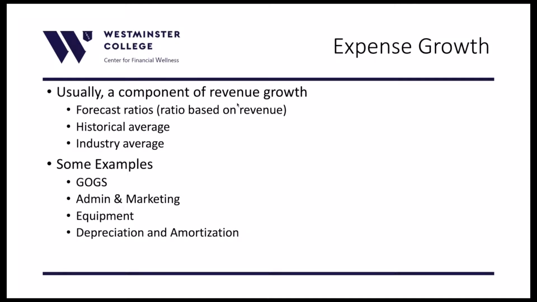So expense growth, so it's usually tied to revenue growth. So this is going to be in the form of a forecast ratio. It could also be a historical average. So like you have a historical average for cost of goods sold or some salary expenses. They could also be industry, just like revenue. Some examples of this are cost of goods, admin, equipment, and amortization and depreciation.